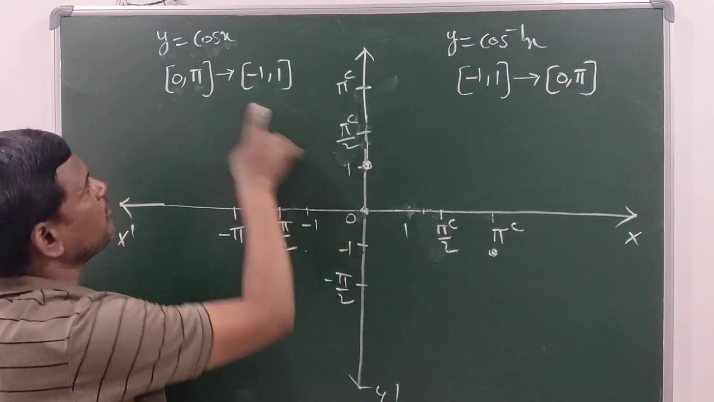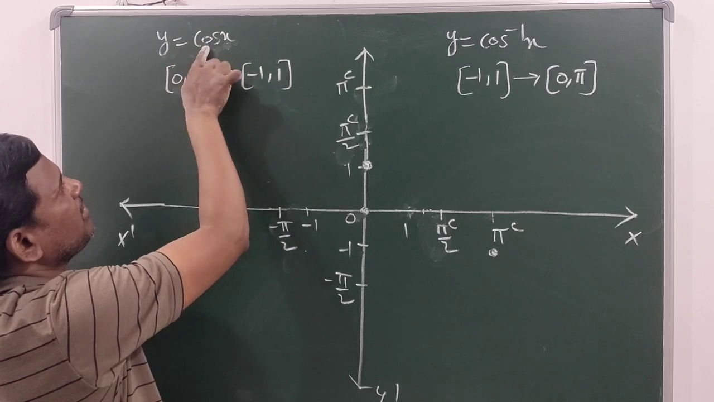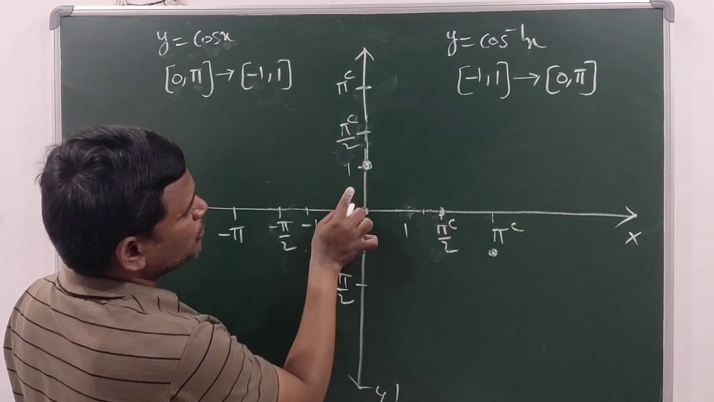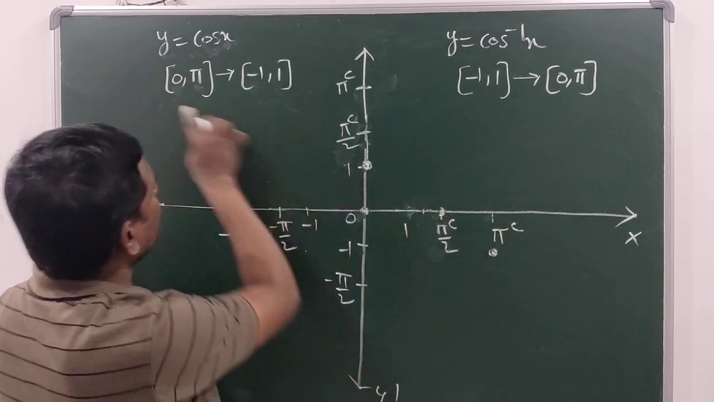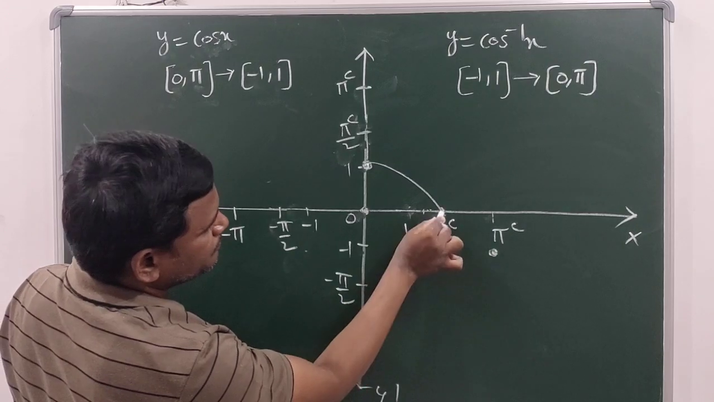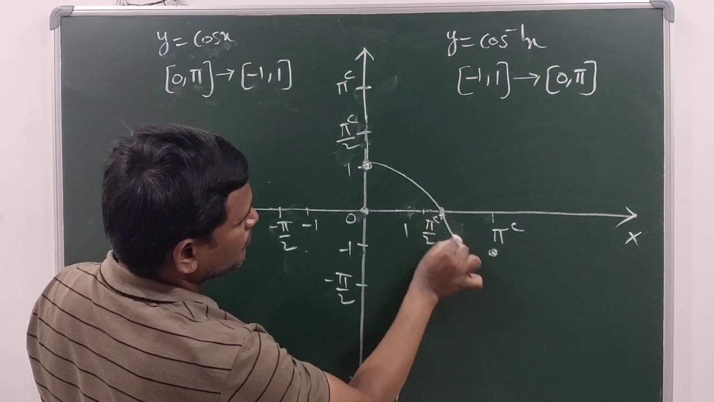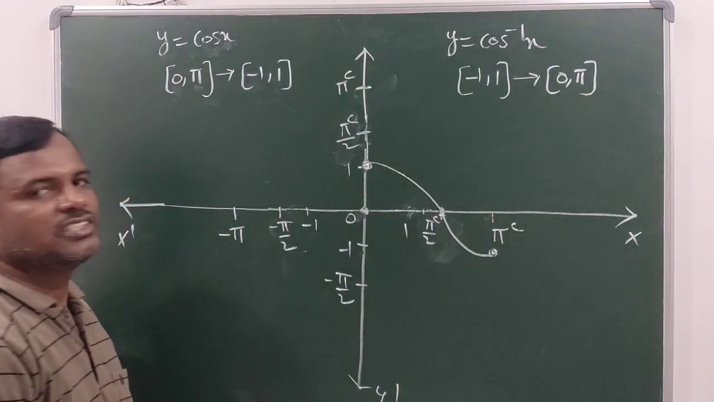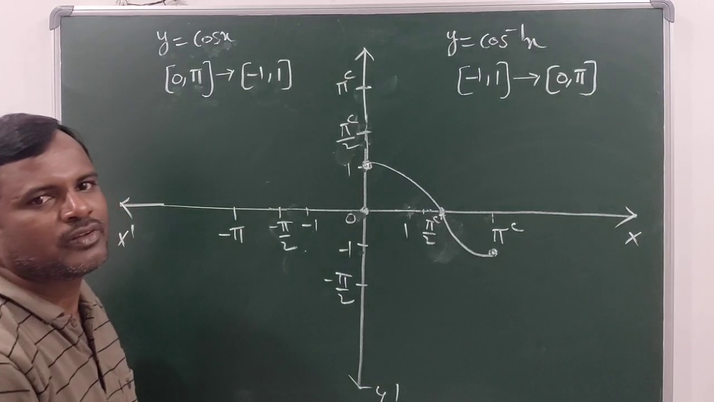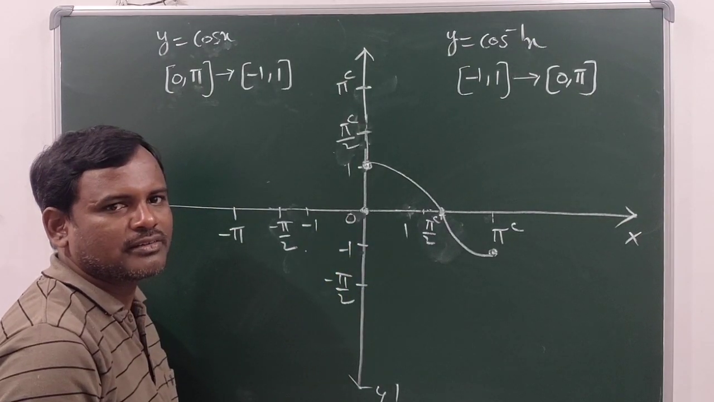When you put x value 90, which belongs to this interval, cos 90 is 0. So between the interval 0 to pi, your cos x graph will look like this. This is the graph of cos x in the interval 0 to pi. I hope you have understood how I have drawn it.